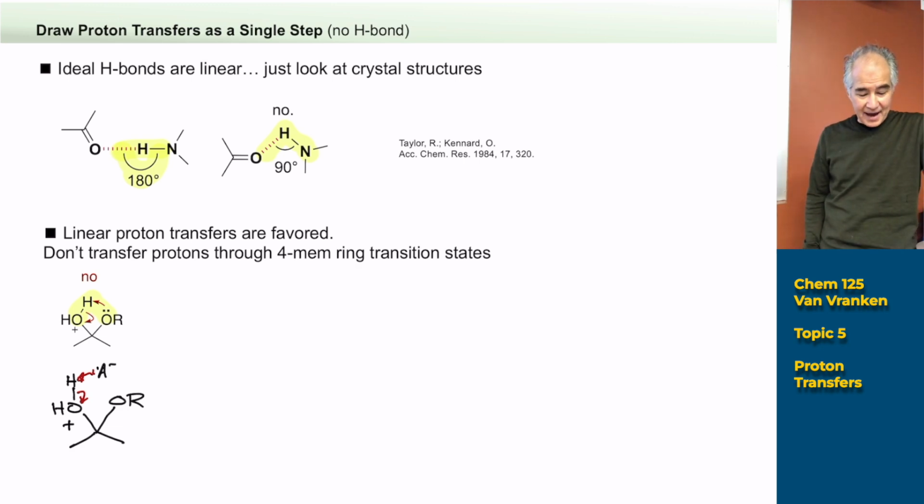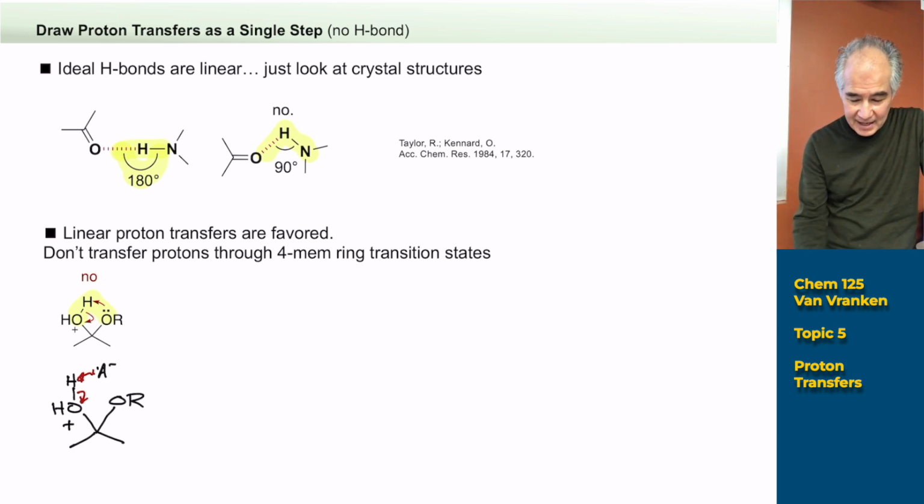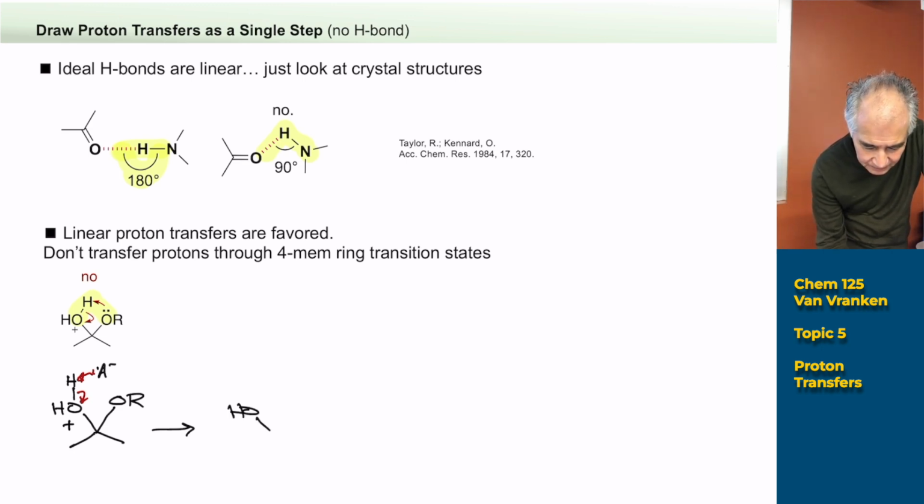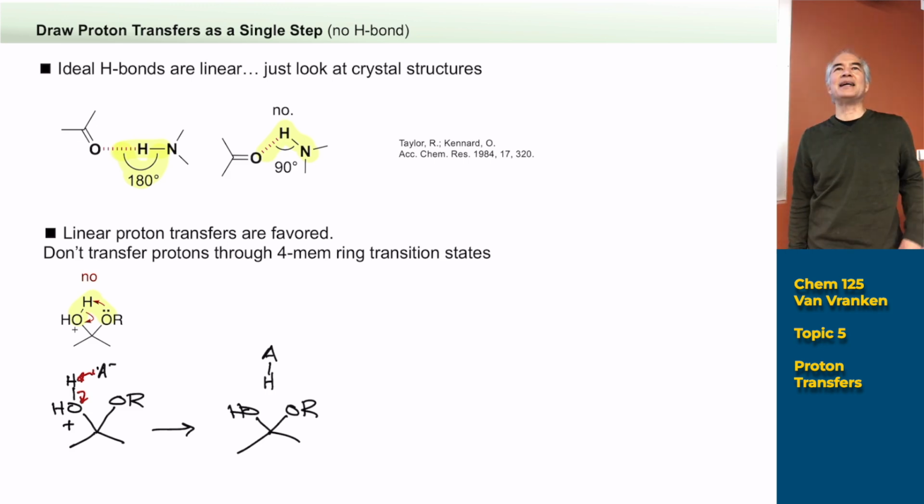So how are we going to do that? We're not going to do the 4-member transition state. What we're going to do, and see how convenient it is that I wrote that A minus there, is I'm just going to pull the proton off, because I just told you that that ought to be fast. And where did that A minus go? Now it's HA. Look at this. It's right there, right where I need it to be.